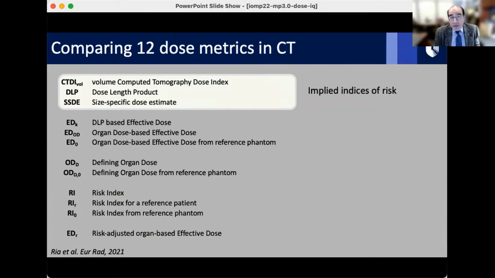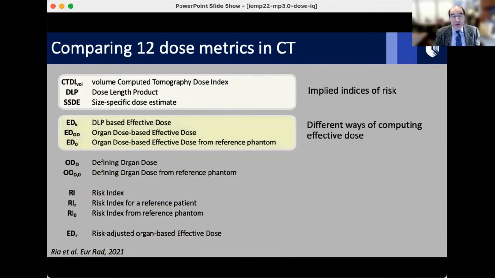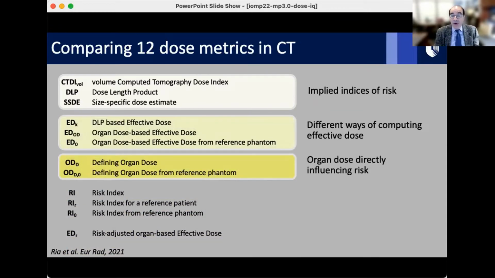You could argue with me that DLP is the index of risk, but I would say, yeah, you were saying so, and I agree with you, but if you don't have anything better, you use DLP as your index of risk, don't you? You say, this is a very high dose exam, look at the DLP, right? Or you can use effective dose, you can convert those numbers into effective dose, and there are different ways of doing this. You can compare, look at organ doses.